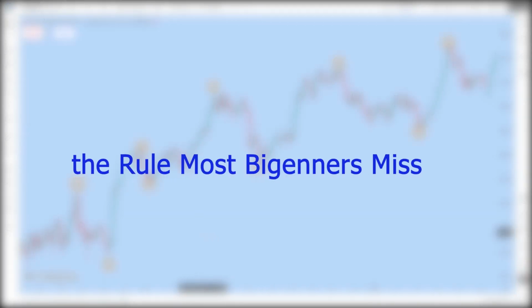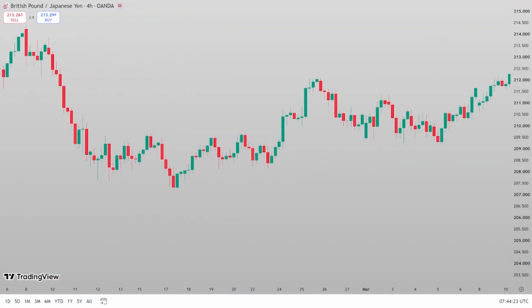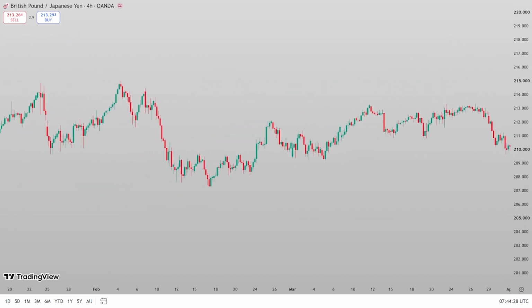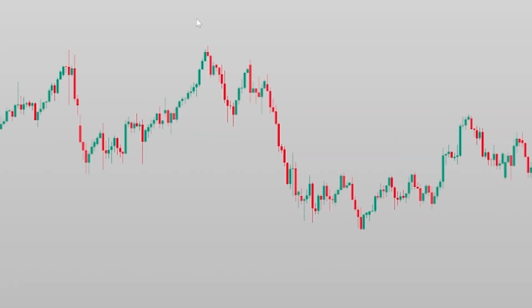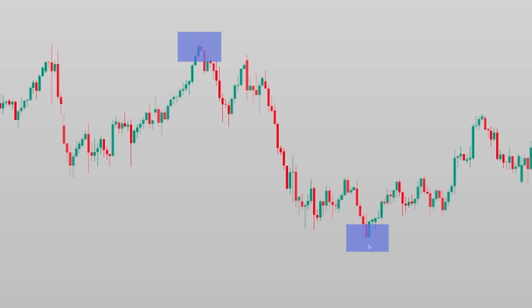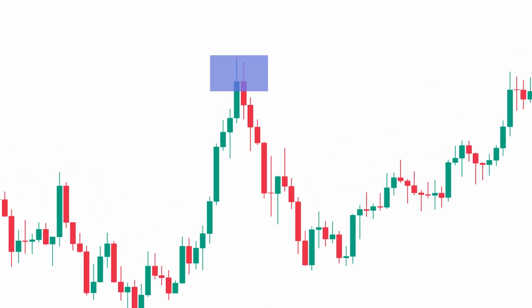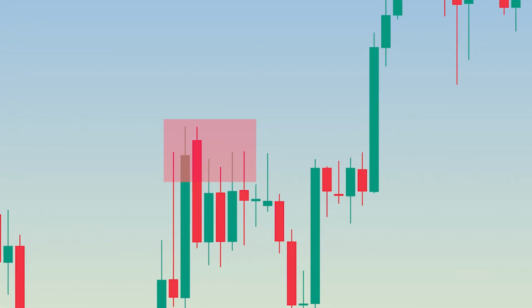The rule most beginners miss. Now, here's where most traders fail. Not every swing matters. If you zoom into any chart, you'll see hundreds of highs and lows. But if all of them mattered, market structure would be useless. So professionals filter them. How? They focus on swings that create strong reactions. If price creates a high and then drops aggressively, that swing becomes important because the market reacted to it. But if a swing forms and price barely reacts, it's just noise.